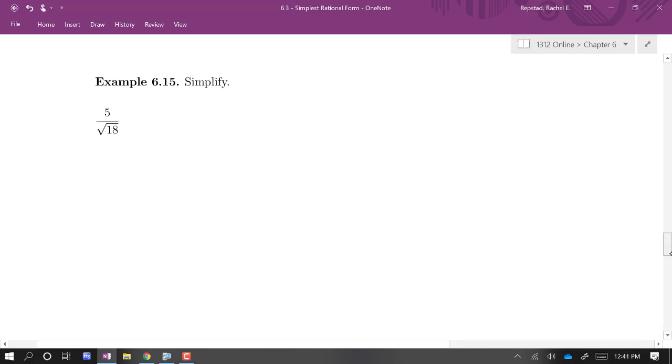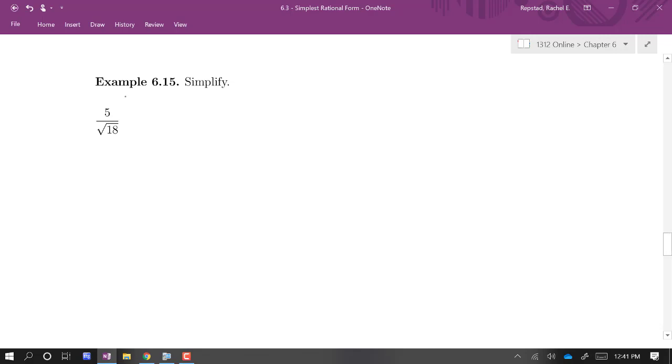Alright, let's take a look at another example. We have 5 divided by the square root of 18. Now you could look at this, and if your instinct was to multiply the top and the bottom by the square root of 18, that would be fine, and you'll get to the same correct result. It might just take a couple extra steps at the end.